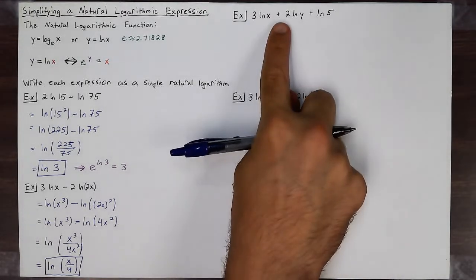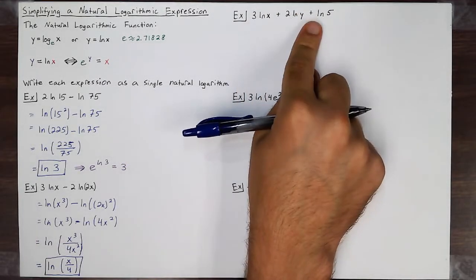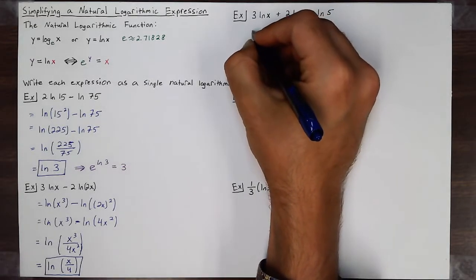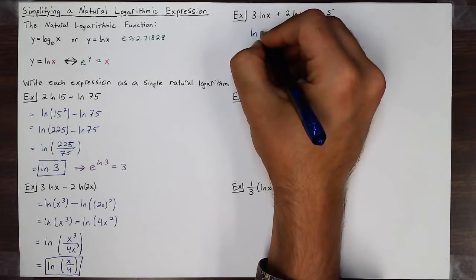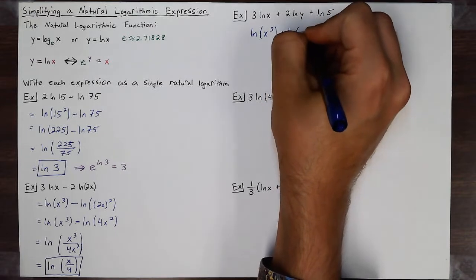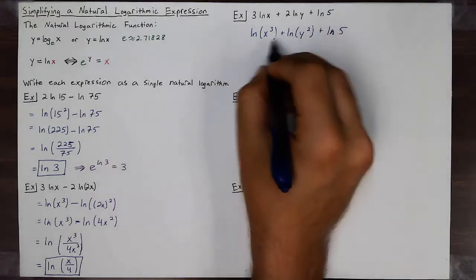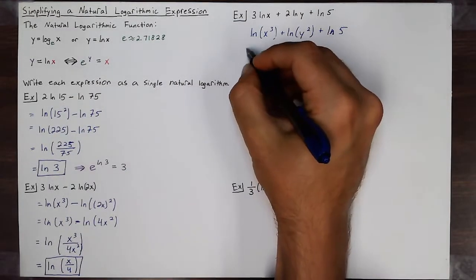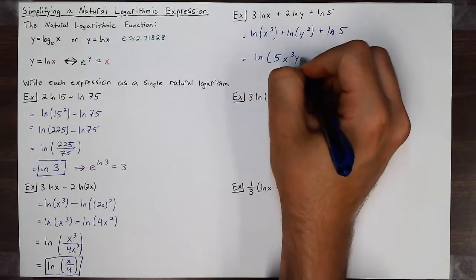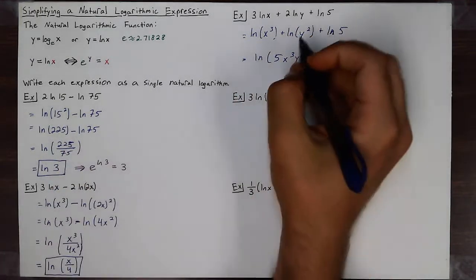Now let's look at this top example on the right. We have 3 natural log of x plus 2 natural log of y plus the natural log of 5. I'll move all those coefficients into the natural logarithm as exponents. So we have natural log of x cubed plus the natural log of y squared plus the natural log of 5. And they're all being added, so they'll all be multiplied together. That gives me simply natural log of 5 x cubed y squared. Since none of them were being subtracted, nothing should go in the denominator.